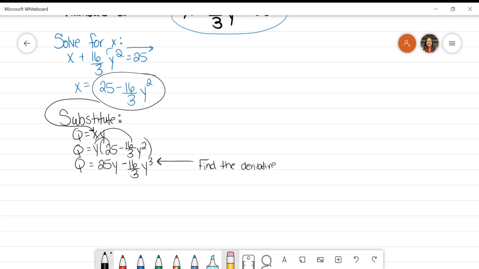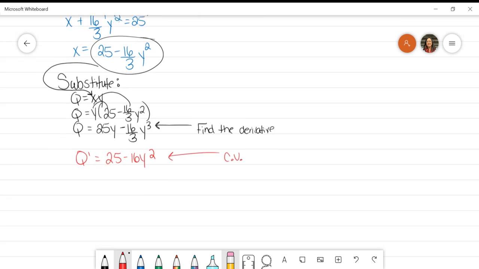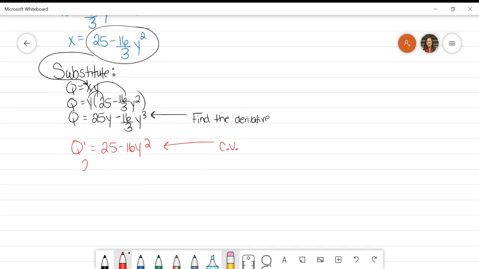So let's use a different color so we know I'm doing something different. I want to find the derivative. So q prime of this function will be 25 minus 16y squared. Now, once I find my derivative, I want to find my critical values. And how do we find our critical values? Well, you take the derivative, you set it equal to 0, and then we're going to solve it.